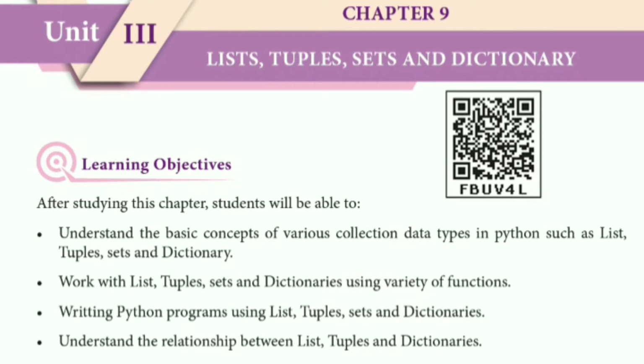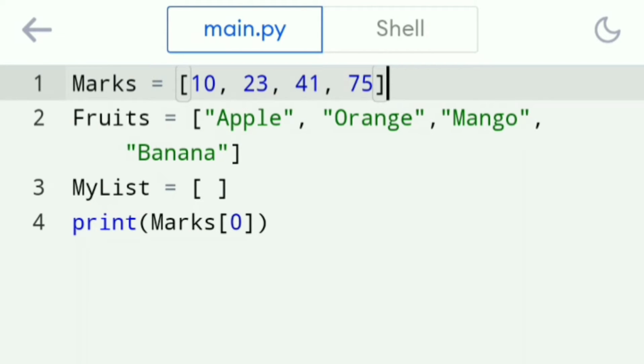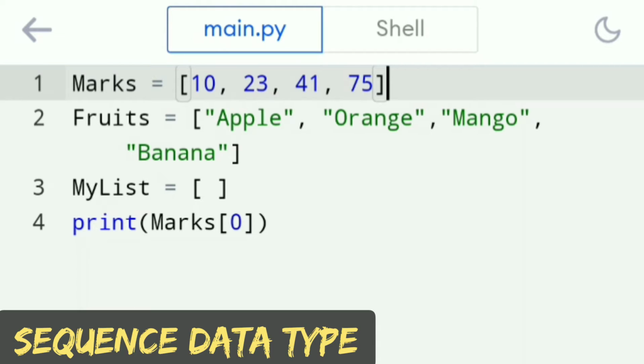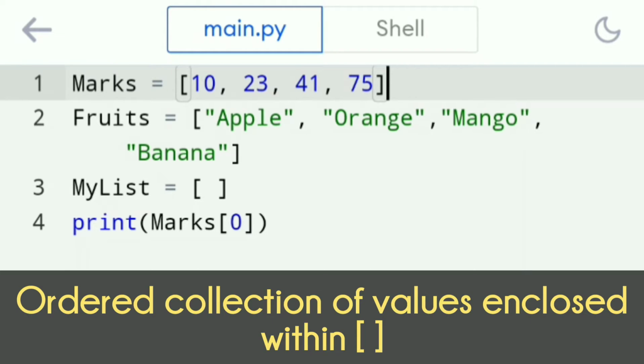So in this chapter, you're going to learn the basic concepts of various collection data types in Python, such as list, tuples, sets, and dictionary. Okay, now let's start with list. List in Python is known as a sequence data type. It is just like a string, and it is an ordered collection of values enclosed within square brackets.